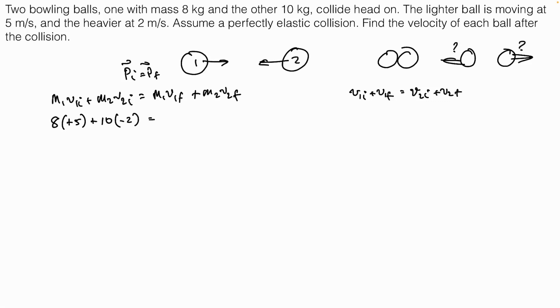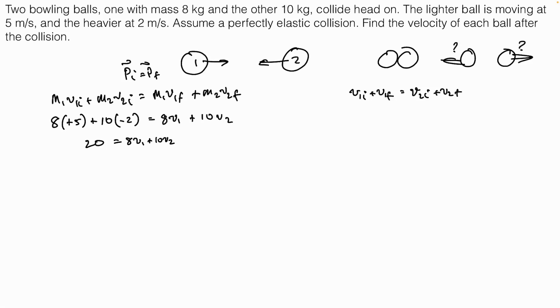All right, and then I have an M1 V1 final plus an M2. Those are numbers, Mr. Balogh. I have an 8 V. Can I just write V1, because we know it's final? Plus 10 V2. Okay, we can clean up. 8 times 5 is 40, and then 10 times 2 is 20, so this is a -20. 40 plus a -20 equals 8V1 plus 10V2.